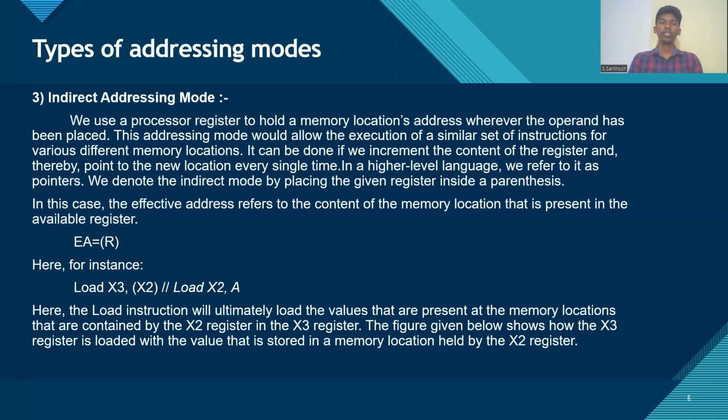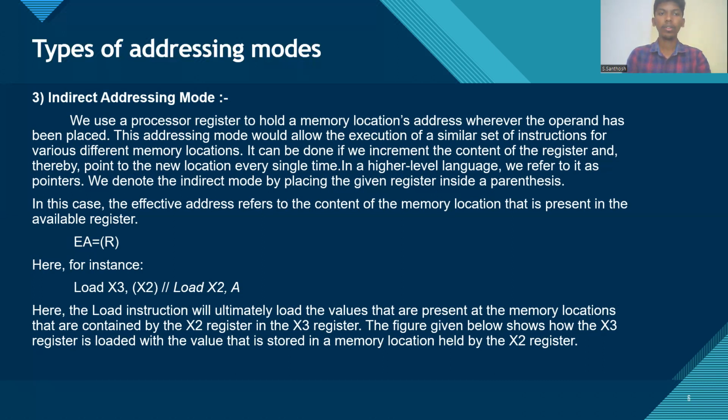So for example, the effective address is equal to the register of the address, and so load x3, (x2), register address of x2, and then load x2, A. So here in this example, the load instruction will ultimately load the values that are present at the memory location contained by the x2 register into the x3 register. The figure given below shows how the x3 register is loaded.